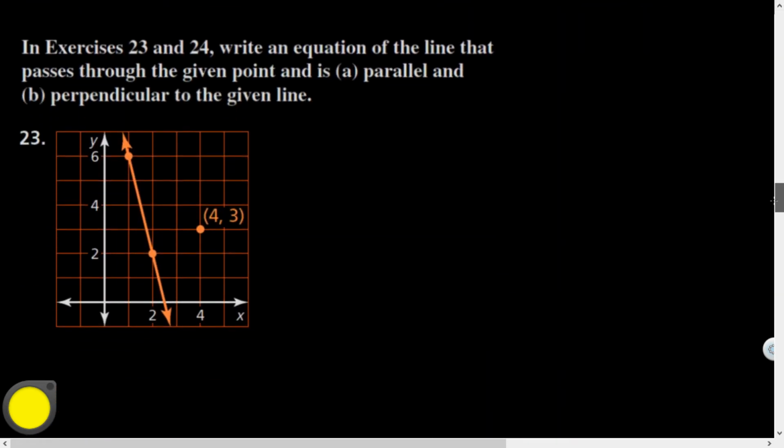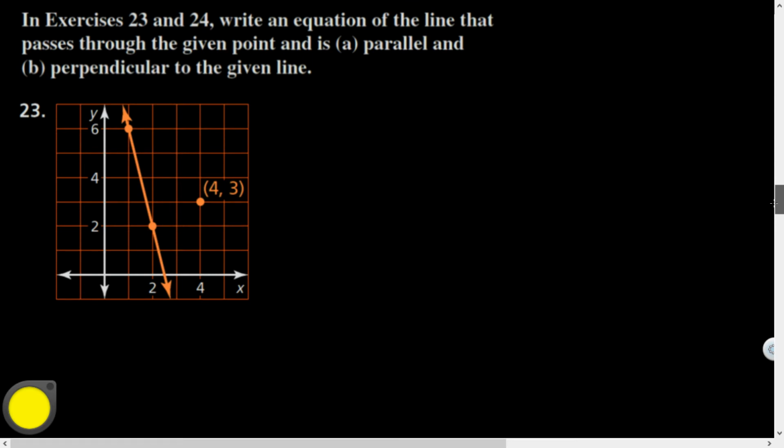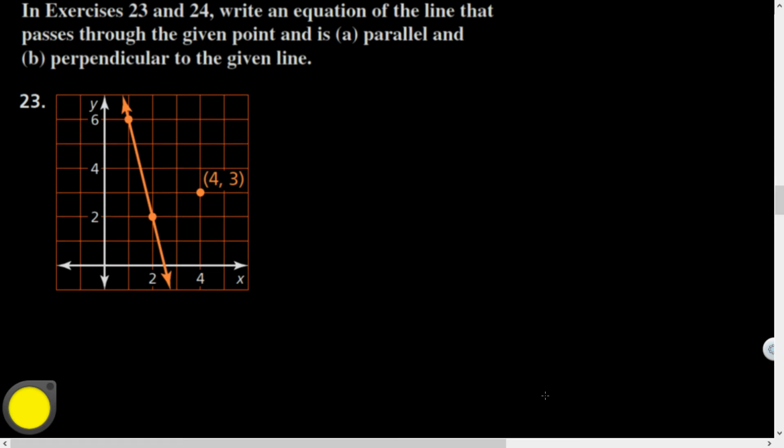I might have time for one more problem. All right, this one's a little bit more graphical in nature. We'll see. I might not have enough time for all this. I want the equation of the line that passes through the given point. All right, there's the given point, so that's going to be my x1, y1. And let's do the parallel one first. Or no, let's do perpendicular.